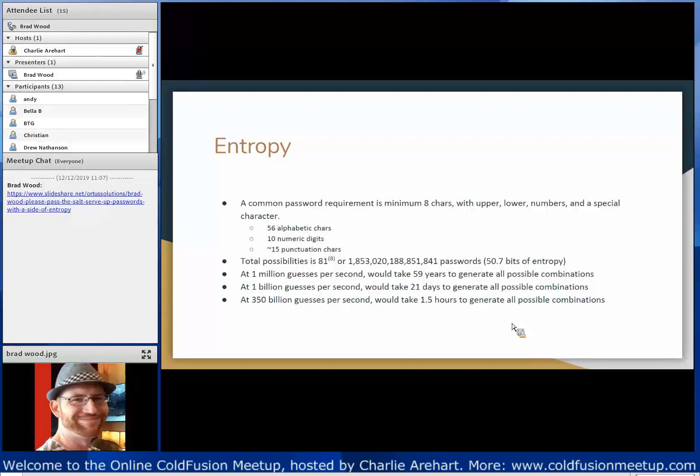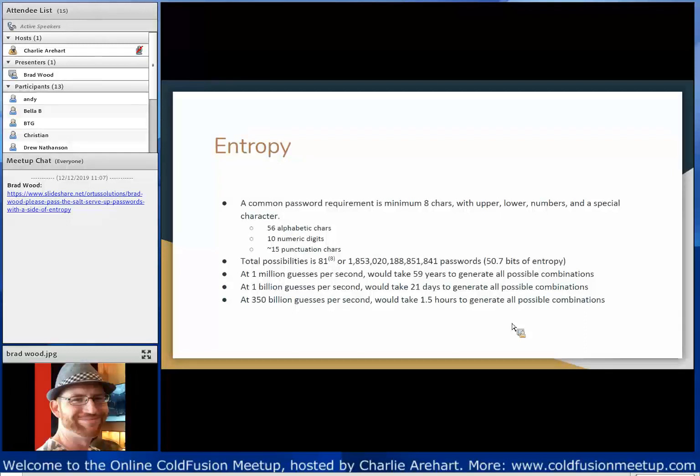So that means if we were to calculate the entropy, a password meeting these requirements would be 81 to the power of 8. So 81 possible characters, 8 characters long. So that is, what is this number here? Thousand, million, billion, trillion, quadrillion. 1.8 quadrillion passwords is how many possible combinations you could have of that. So that's 50.7 bits of entropy. And again, entropy is exponential. So the larger those entropy bits get, that's an exponentially larger number, right?